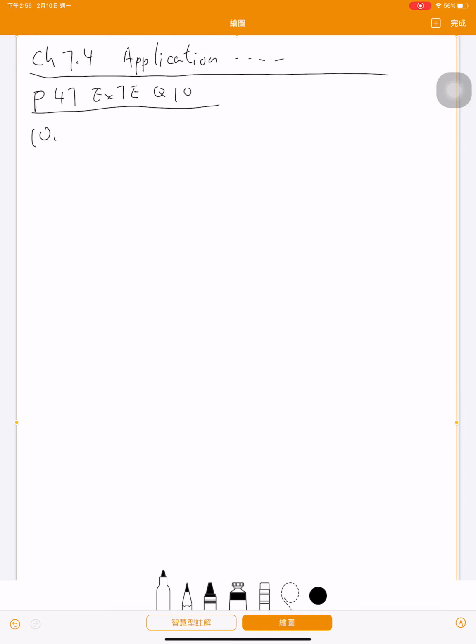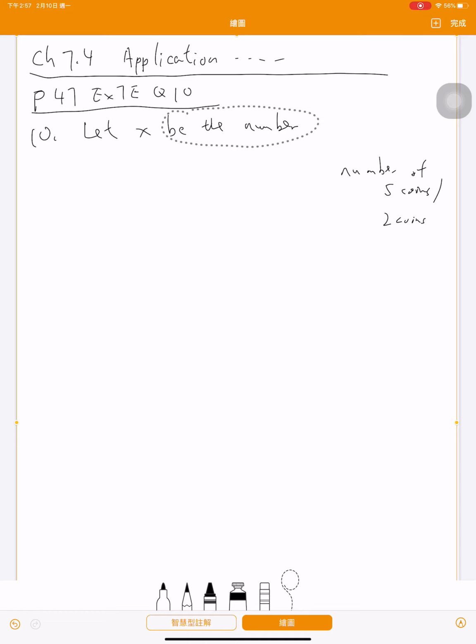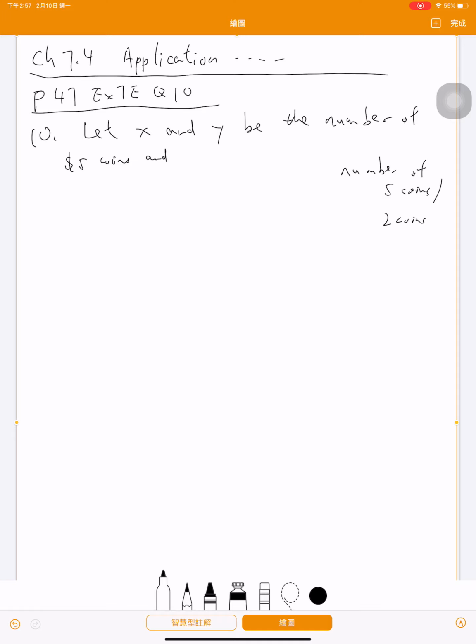That means we are finding the number of coins, right? So we are finding the number of $5 coins and also $2 coins. First of all, let x be the number... Last time I did not use "respectively". This time I will teach you: let x and y be the number of $5 coins and $2 coins respectively.